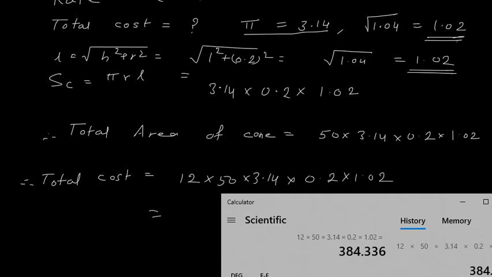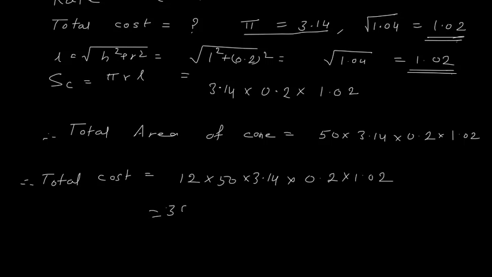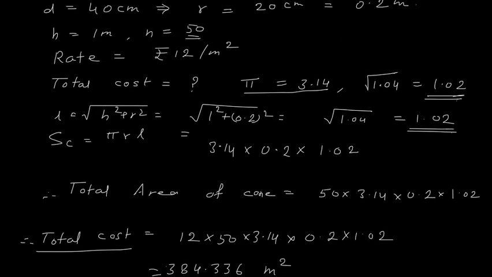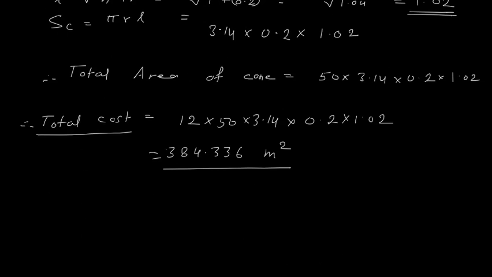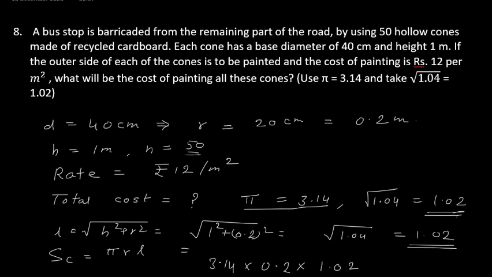The value is 384.336. This is my total cost. Total cost is 384.336, sorry, not meter square. Now we are finding cost, so it is in rupees. So this is approximately 384 rupees. So this is the total cost.